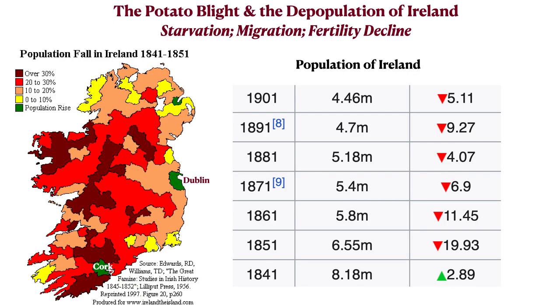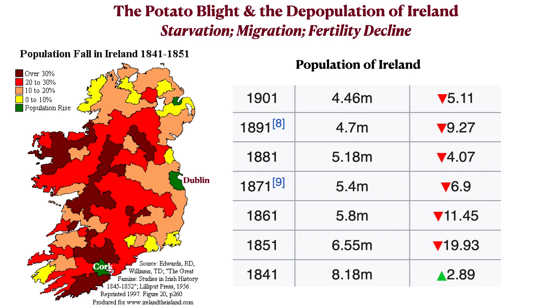The potato blight resulted in the progressive depopulation of Ireland over the next half century. So to read this table, you've got to start at the bottom. Population of Ireland around 8 million in 1841.